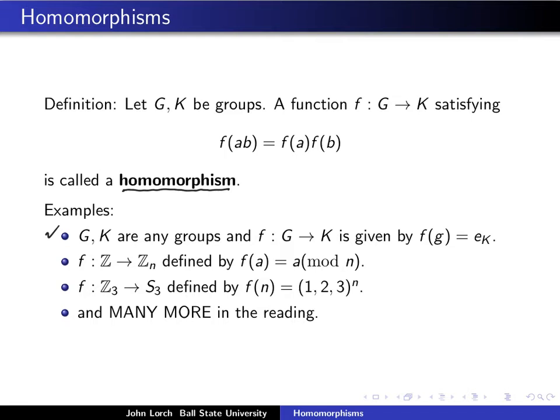So another classic example is the function that takes the additive group of integers to the integers modulo n by just taking some integer and reducing it mod n. So this homomorphism is a surjection, that is, it's onto, and you can use it to define an isomorphism from the quotient group Z mod the cyclic group generated by n to Z sub n.